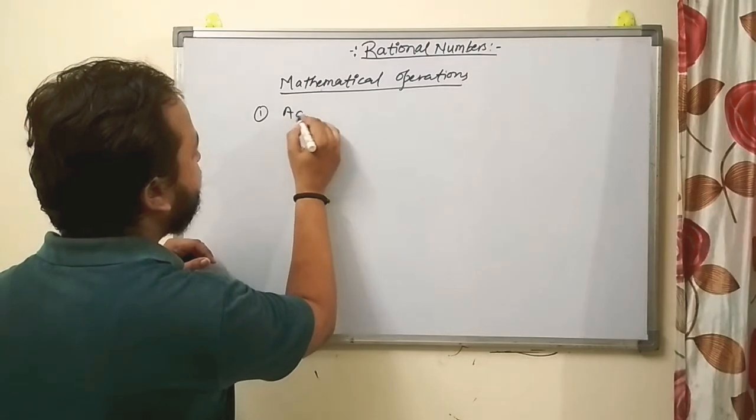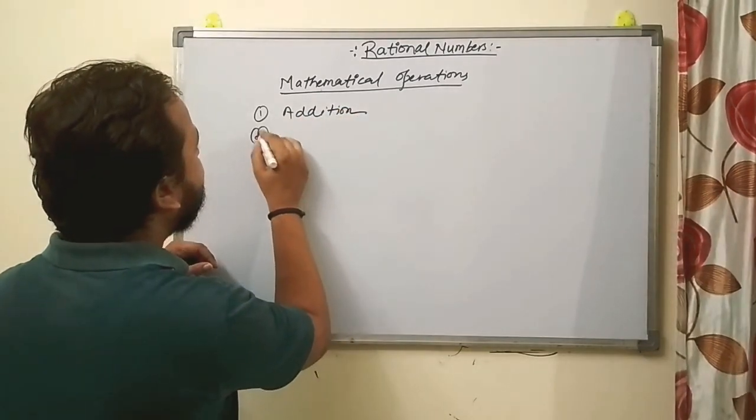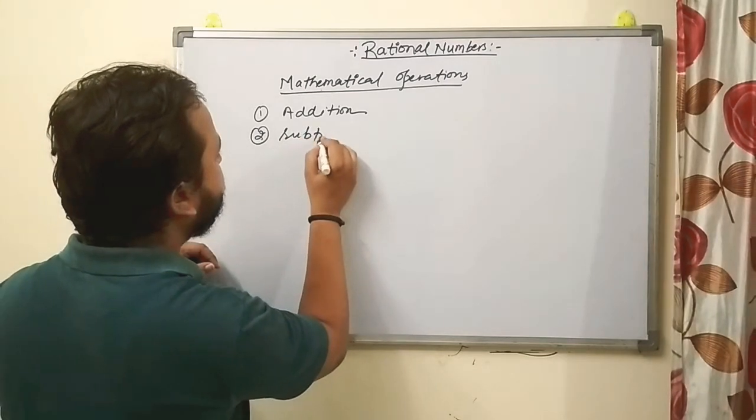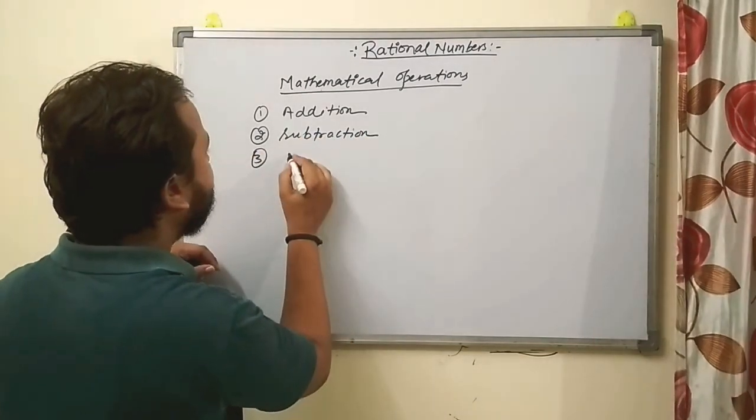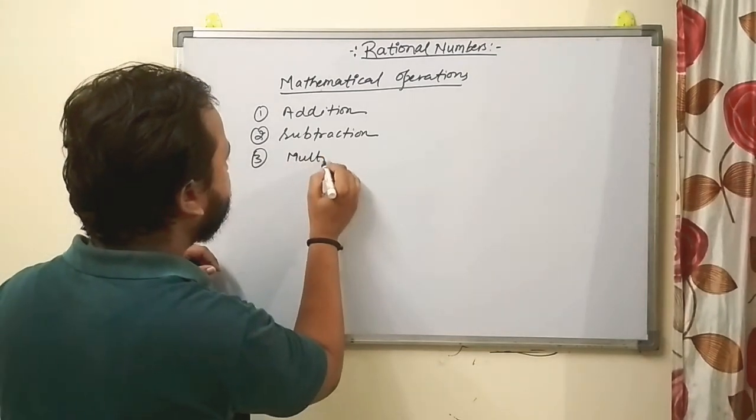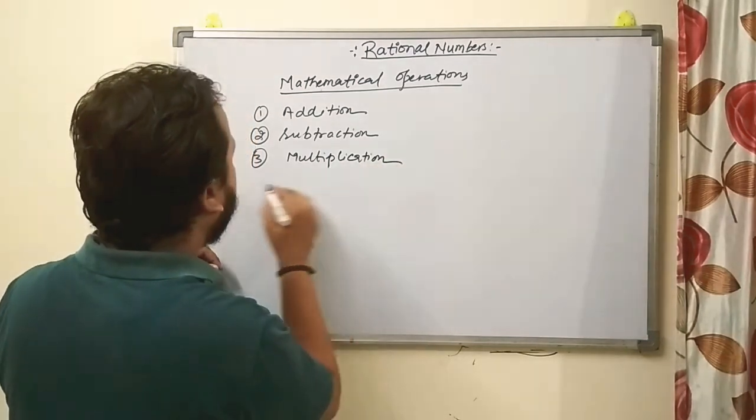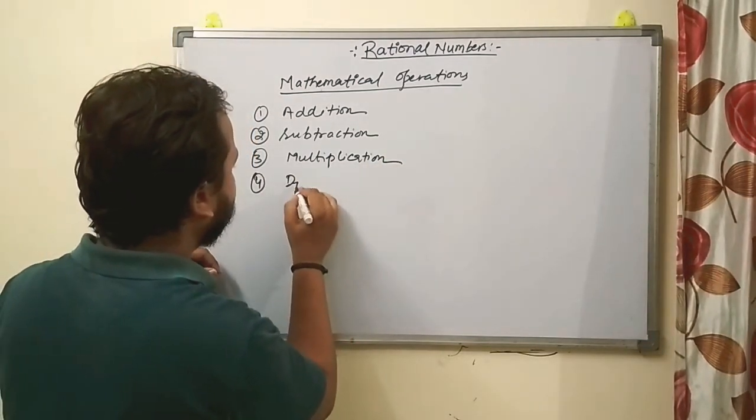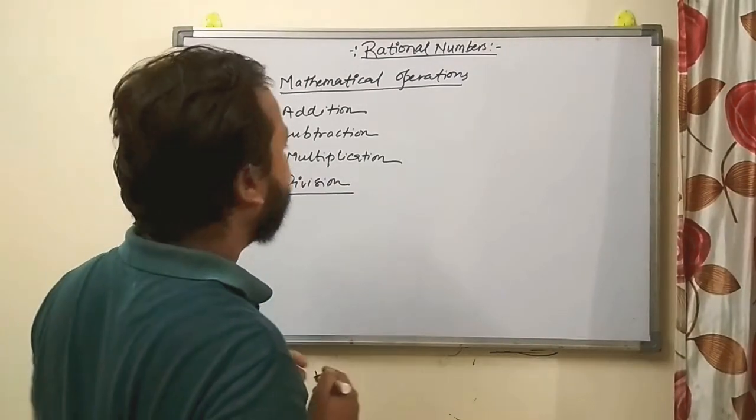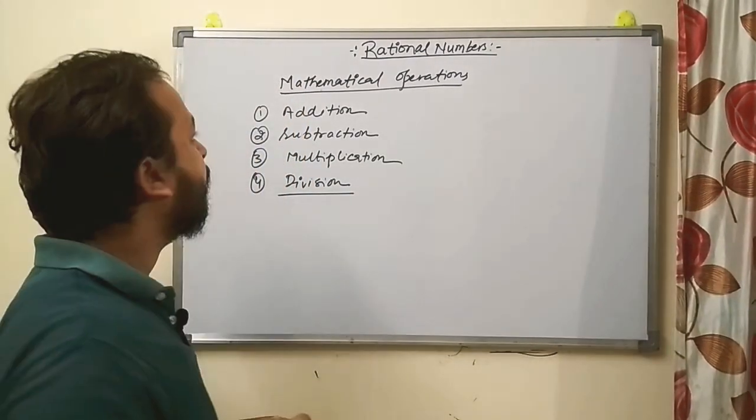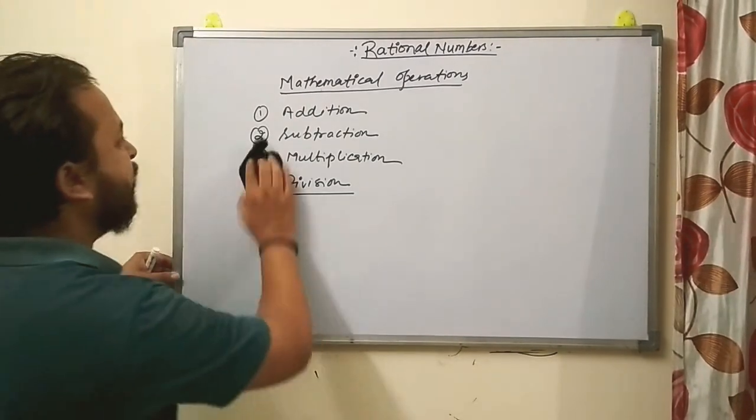First one is addition, second one is subtraction, third one is multiplication, and fourth one is division. Right? So we'll discuss one by one, right? So first we are taking addition.